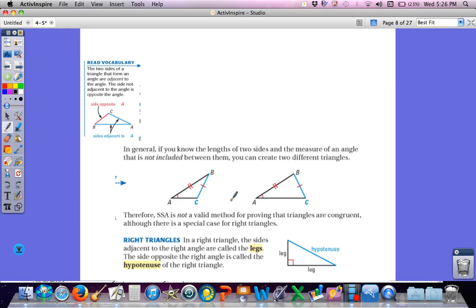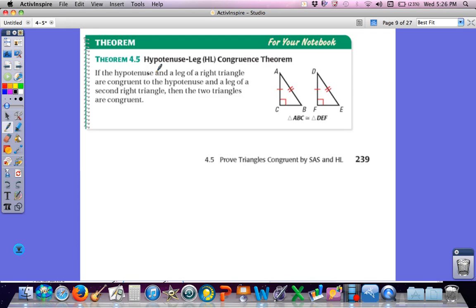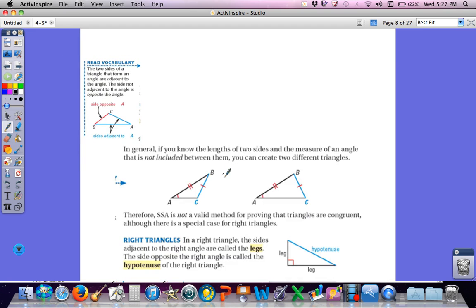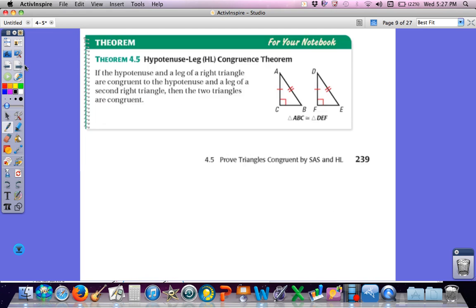There is a special case, though, with right triangles called leg hypotenuse. So we're going to go through that. If the hypotenuse and the leg of a right triangle are congruent to the hypotenuse and leg of another right triangle, then you know that the triangles are congruent. This is a unique case where it's side-side-angle, but it works because it's a 90-degree angle. Remember, side-side-angle is not generally a valid method for proving triangles are congruent.